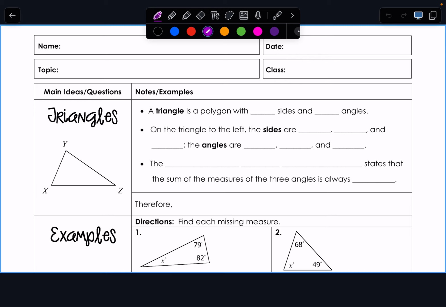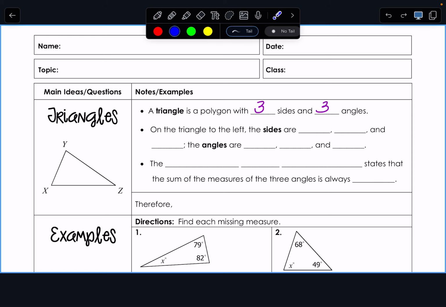Triangles. We know our triangles because there are 3 sides and 3 angles. Over here, we have a triangle. What we're going to write down is how we name the sides and how we name the angles. If I'm talking about the side of a triangle, I need 2 letters: where the side starts and ends.